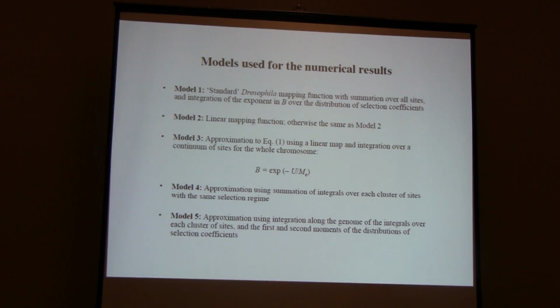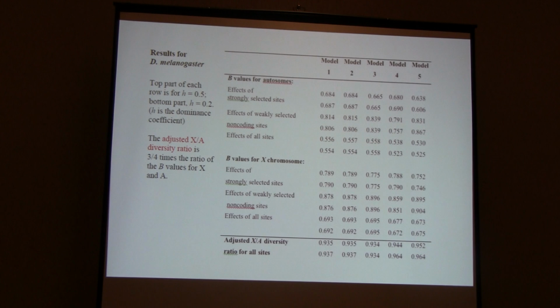Model 5 is the one which gave me the most trouble. It's quite complicated mathematically. This has now been recently published, so you can read all about it if you enjoy this kind of thing. It's an approximation which uses integration along the genome of the integral over each cluster of sites, not a summation. And instead of using the entire distribution, I approximate by using only the first and second moments of the distribution of selection coefficients, which is a nice, juicy problem in maths, but otherwise not too interesting.